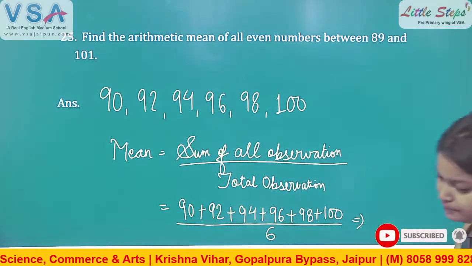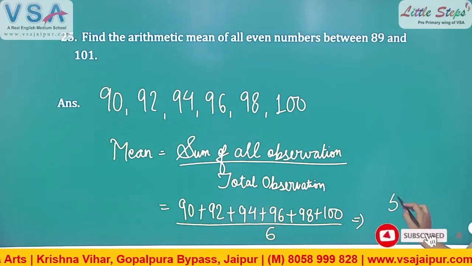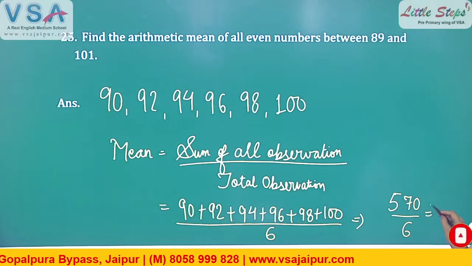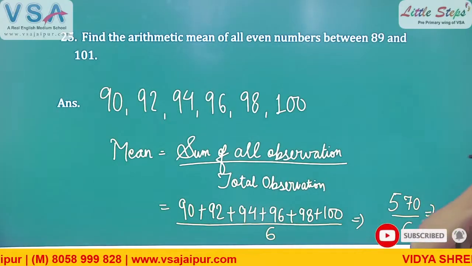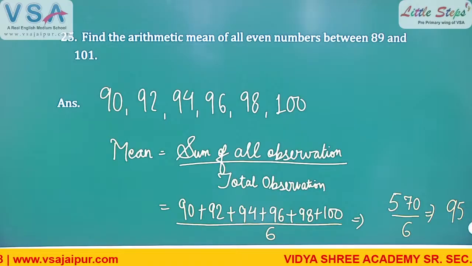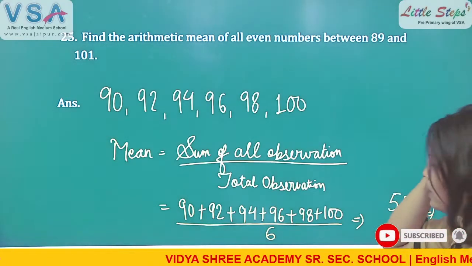The sum will come as 570, that is supposed to be divided by 6. So comment me in the comment box as you all divide 570 by 6. It will come 95. 95 is the answer of the mean.